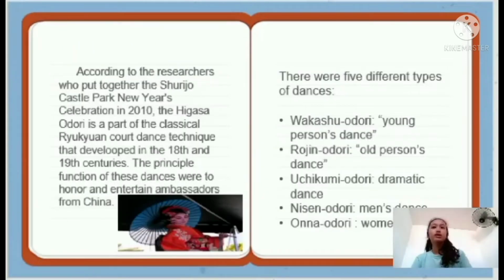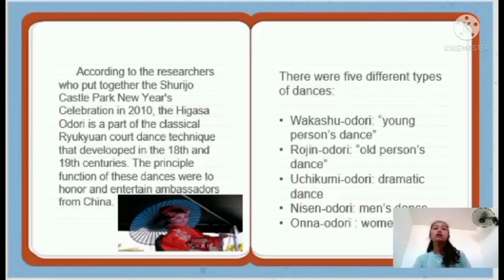According to the researchers who put together the Shurijo Castle Park New Year's celebration in 2010, Dahigasa Odori is a part of the classical Ryukyuan court dance technique that developed in the 18th and 19th centuries. The principal function of these dances was to honor and entertain the ambassadors from China.